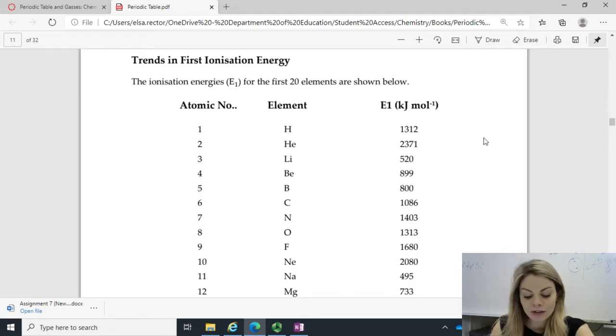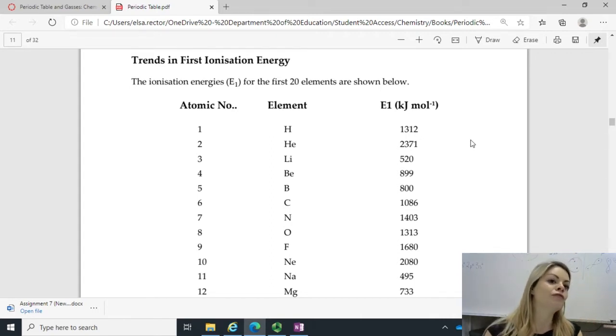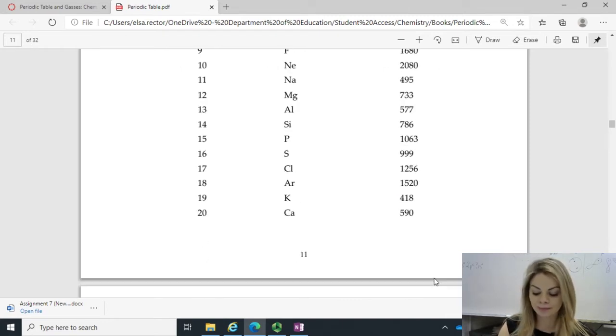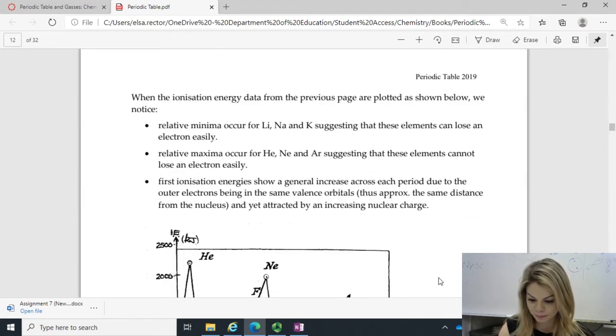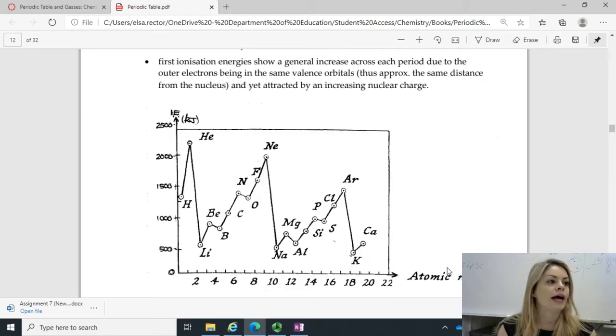So let's have a little look at what the ionization energy is. The first ionization energy is the energy required to remove the first electron, to give it a 1+ charge. Okay, so you can see how this varies for different elements on the periodic table, which is listed there. If we plot that, it looks like this. What you need to be able to do is explain the trend.